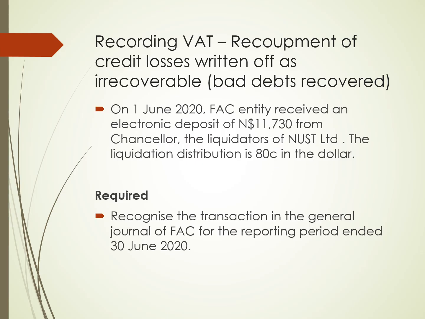The sixth transaction that we'll be looking at is the recoupment of credit losses written off as irrecoverable. In other words, bad debts recovered. The scenario is as follows. On 1 June 2020, FAC received an electronic deposit of N$11,730 from Chancellor, the liquidators of NAST Ltd. The liquidation distribution is 80 cents in the dollar. You are required to recognize the transaction in the General Journal of FAC for the reporting period ended 30 June 2020.